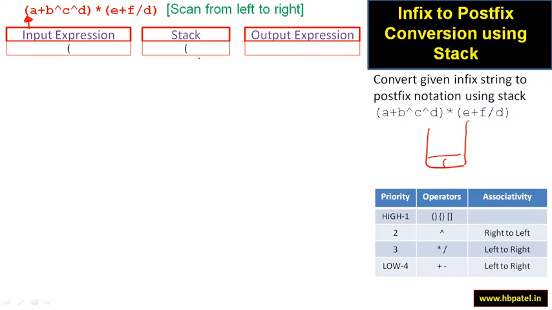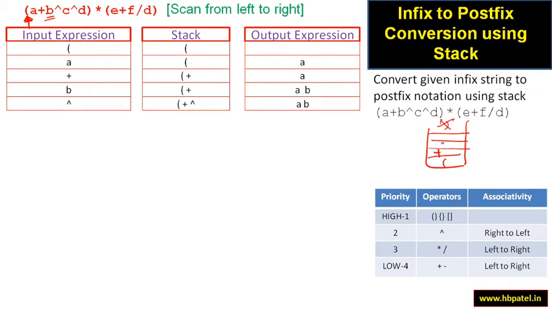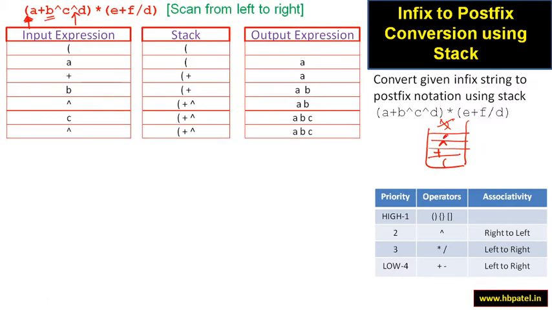Then next comes a. So a I'll be putting in the output. Next comes plus. Now we know that if it is inside a bracket, then we keep on pushing all the operators until we find the closing bracket. So this plus is added onto the stack. Then we get b, so b goes to the output. Then we have raised to, and the raised to operator is put on the stack. Then we have c, which we put in the output. Again we have raised to, so again that raised to we put on the stack.